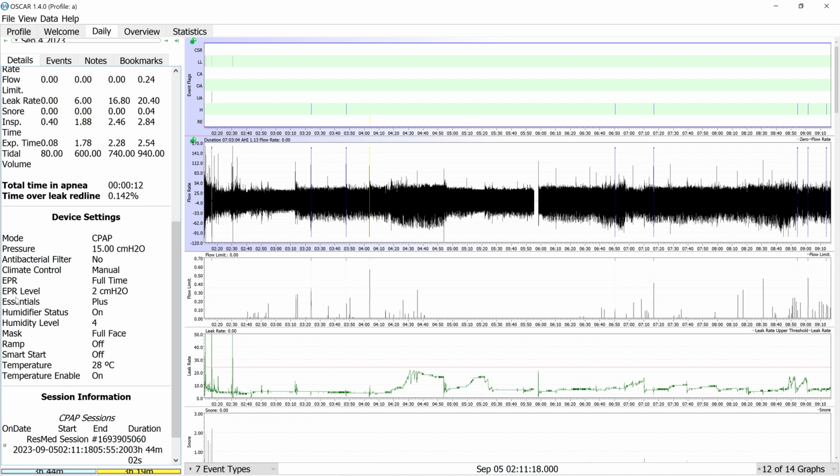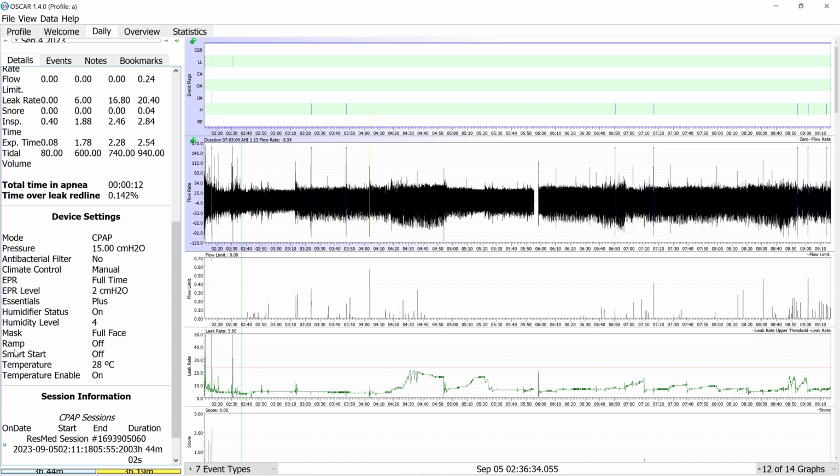The essential setting is just about what's on the dashboard on your machine. So when it says on, it gives you the bare minimum. When it says plus, it gives you the bare minimum plus a few more little things like AHI per month, usage hours per month, and so on. Humidifier status, whether your humidifier is on or not. Humidity level, self-explanatory. Mask, whether it's full face, pillows, or nasal, as I mentioned.